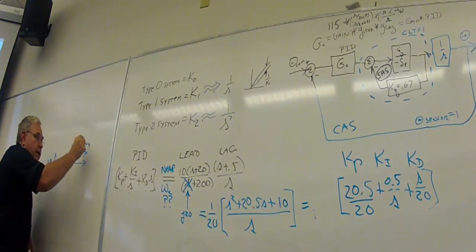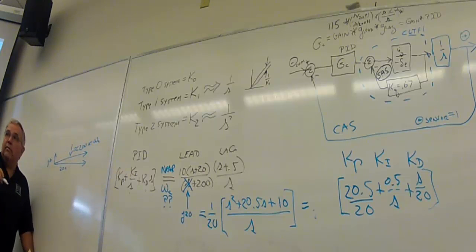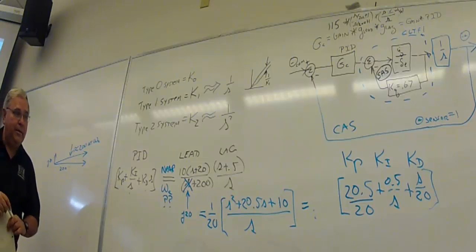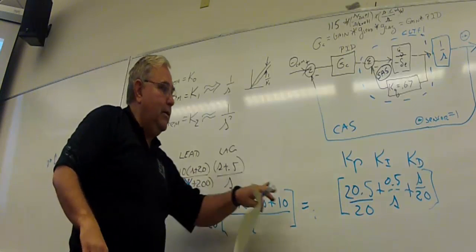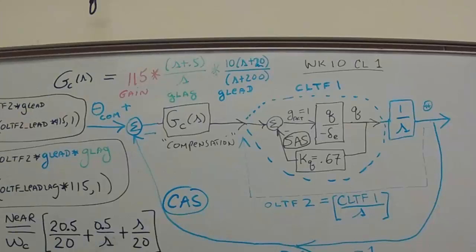So what we're doing is we're replacing the S plus 200 in the denominator of the lead near crossover with just 200. And with that substitution, if you drop that S and multiply out the numerator, the PID gains fall out. Proportional gain being 20.5 over 20, integrator being 0.5 over S, and the derivative gain S over 20.